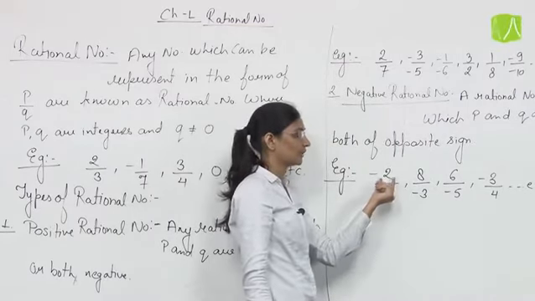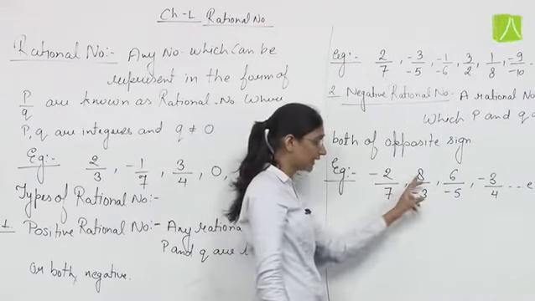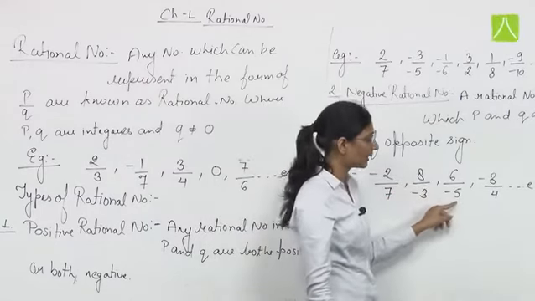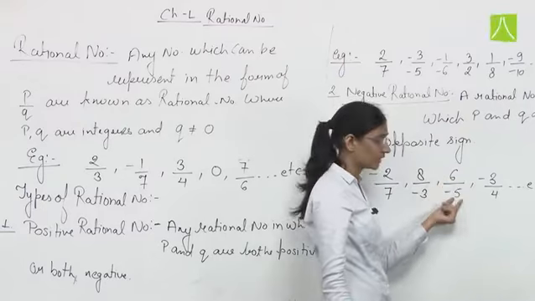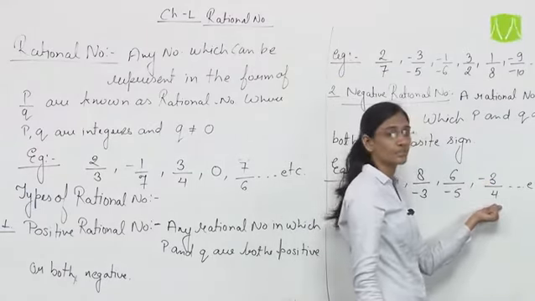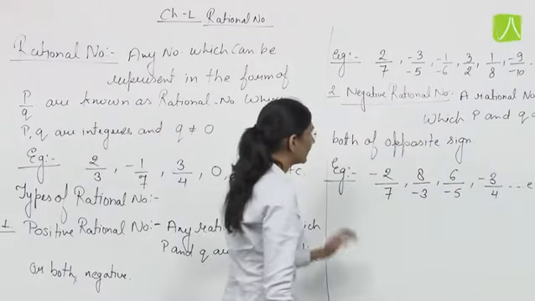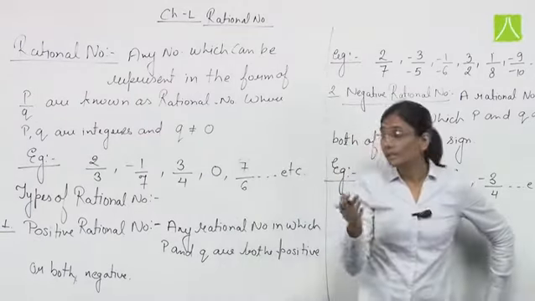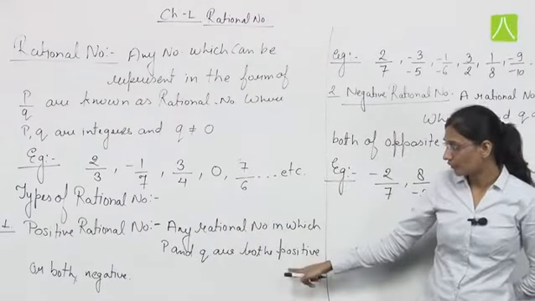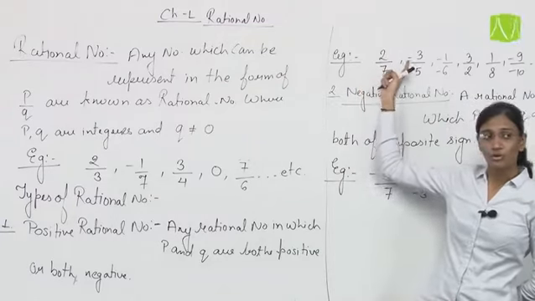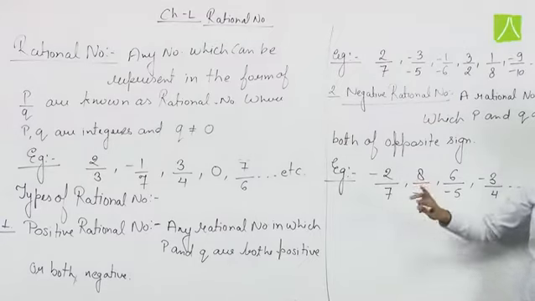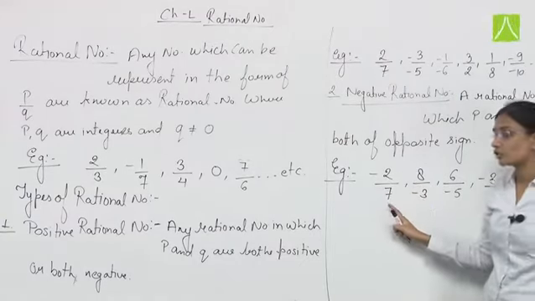Minus 2 upon 7: numerator is negative, denominator is positive. 8 upon minus 3: numerator is positive, denominator is negative. Again, 6 upon minus 5: numerator is positive, denominator is negative. Minus 3 by 4: numerator is negative, denominator is positive. These are examples of negative rational numbers. Basically, rational numbers are divided into two types, positive and negative. Positive, in which both are either negative or positive. Negative rational number, the signs of p and q must be opposite. If one is positive, the other should be negative.